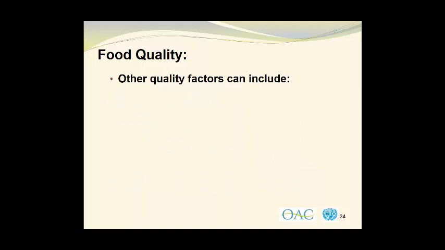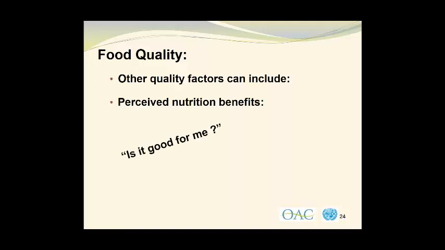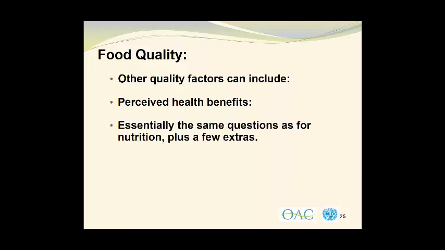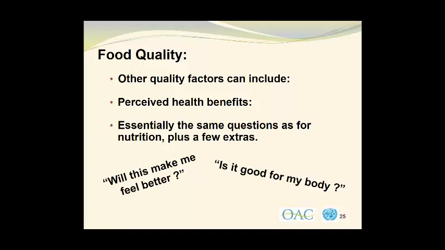Other factors that relate to quality can include perceived nutritional benefits. We might ask the question, is this good for me? Or is it good for my family? Moving on, we can also expand this question to look at the perceived health benefits. Essentially, the same questions will be asked as for nutrition, but there will be a few extras. These will include things like, will this make me feel better? Or is it good for my body?